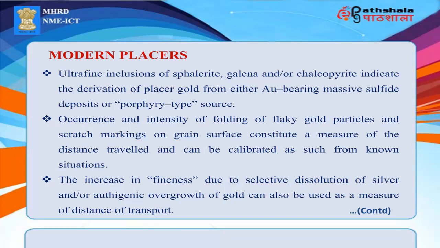Ultrafine inclusions of sphalerite, galena, and/or chalcopyrite indicate the derivation of placer gold from either gold-bearing massive sulfide deposits or porphyry type source. Occurrence and intensity of folding of flaky gold particles and scratch markings on grain surface constitute a measure of the distance traveled and can be calibrated as such from known situations. The increase in fineness due to selective dissolution of silver and/or orthogenic overgrowth of gold can be used as a measure of distance of transport.